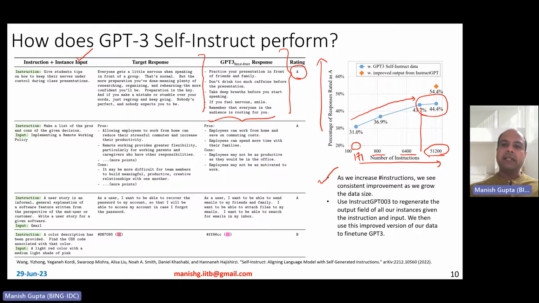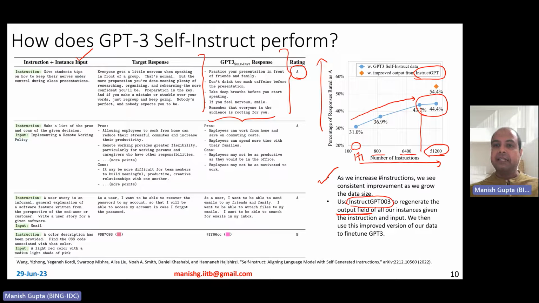Okay, now that's one. The second thing is that they asked, how about doing this instruction generation not from GPT-3, but from Instruct GPT. So they did the self-instruct dataset creation using Instruct GPT, not really the entire thing. In fact, they just generated the output field of these instances using Instruct GPT-003. So they still have the task instructions and the inputs generated by the GPT-3 model. However, they used Instruct GPT-003 to generate the output field.